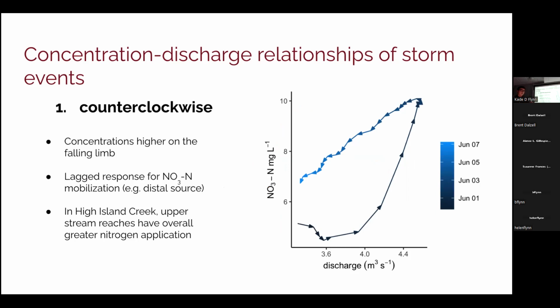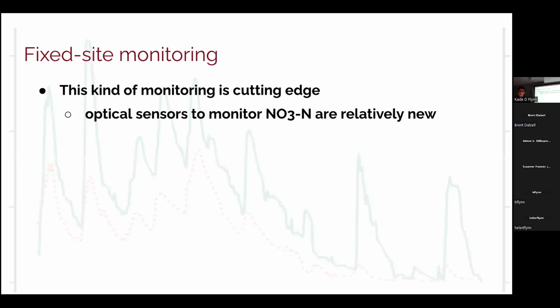So at the onset of a storm event, nitrate moves from the landscape into the stream, but because this happens further upstream, we don't observe that until much later in the storm event when we're monitoring further downstream. And in Highland Creek, I showed we have this overall greater nitrogen application in the headwaters compared to further downstream. So this fixed site monitoring, which is not really the focus of this study with this packraft sampling, is still cutting edge because these optical sensors to monitor nitrate are relatively new.